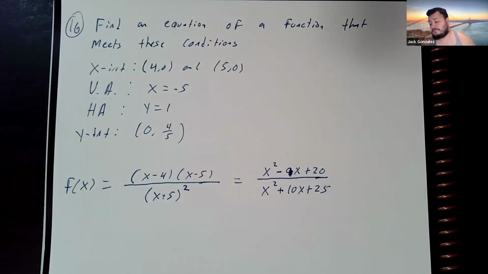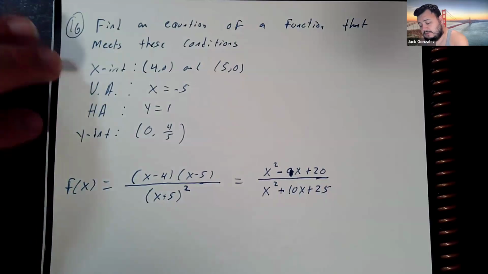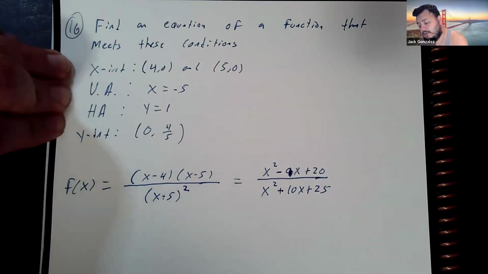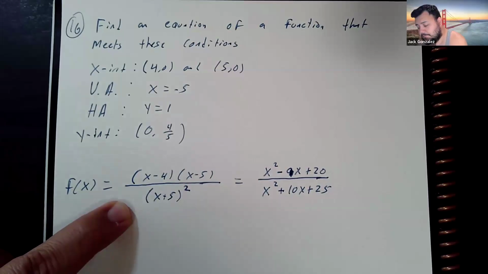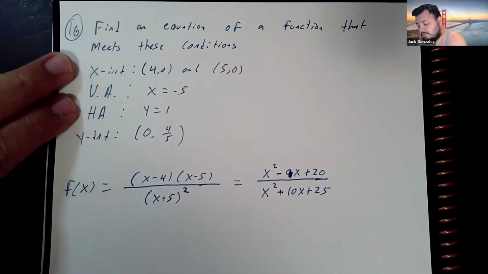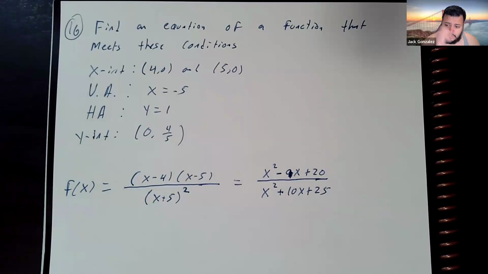Anyway, that's what they want you to do: use all this information, understand the relationship between this and a graph, and kind of work backwards. Using clues, build a function. But you could technically graph it if you wanted to. Do you have any questions on number 16?